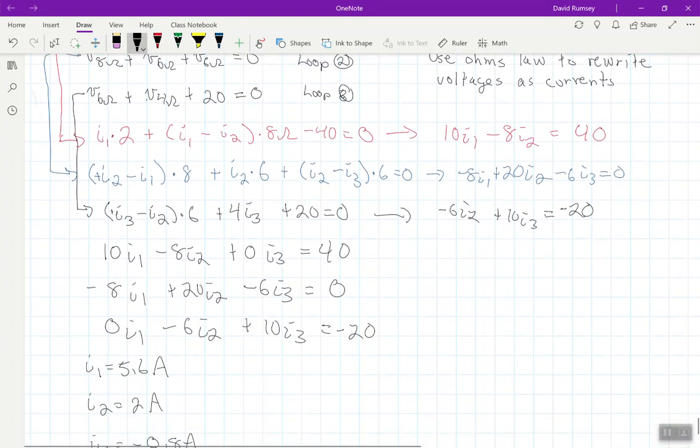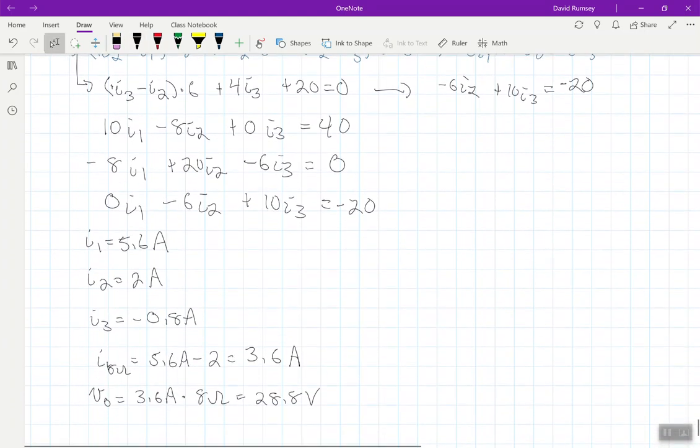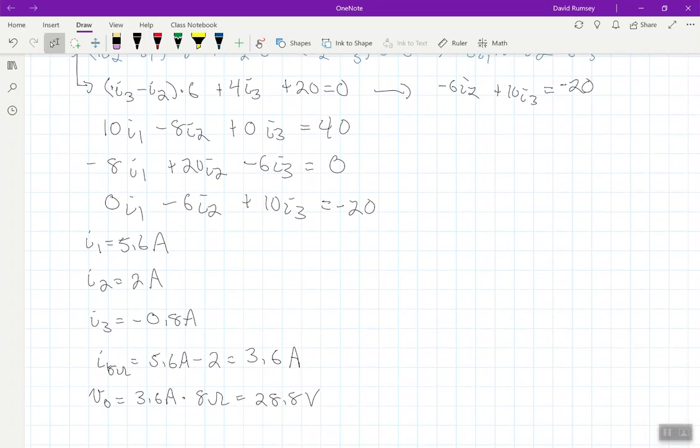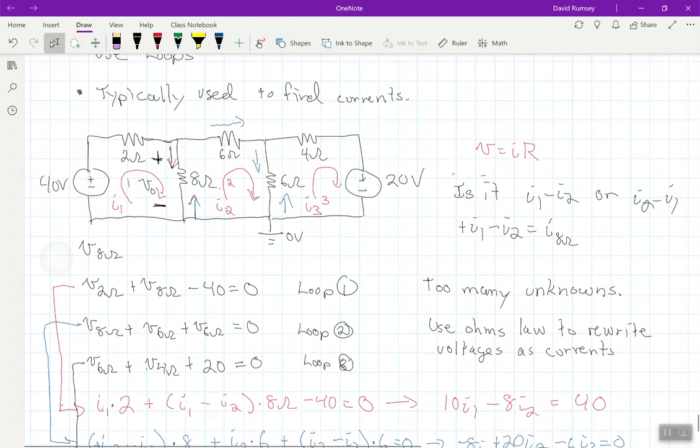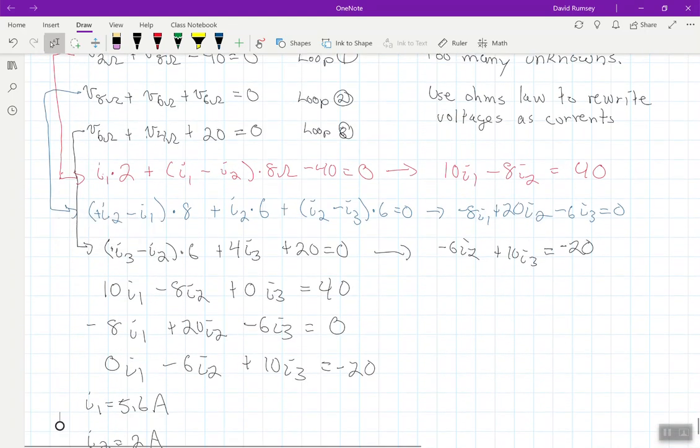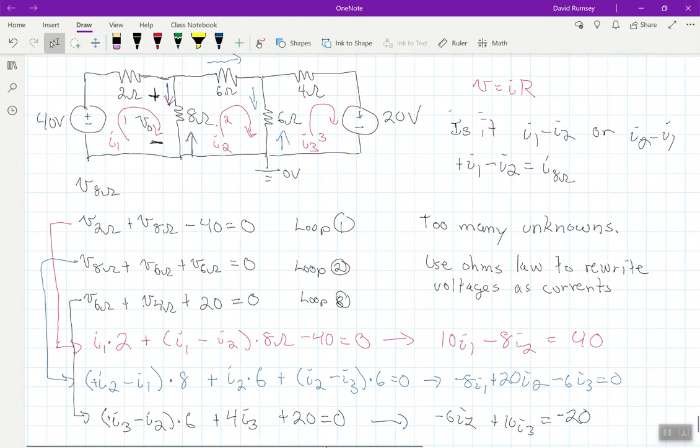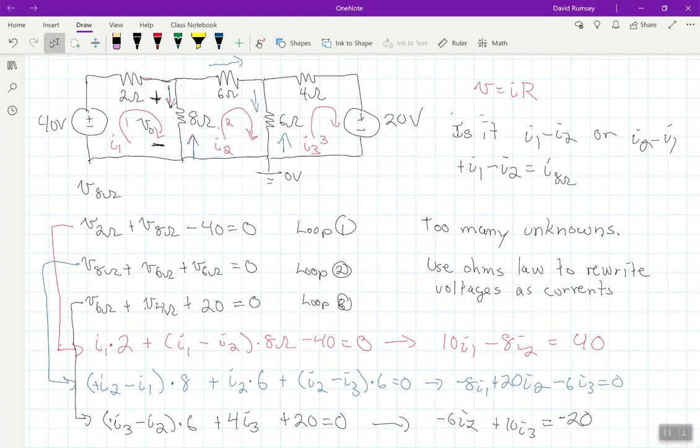So this was showing loop analysis here. So we can see it's just, instead of doing nodes, we're literally doing loops. Now, once we get used to this, and I'm going to do it in the next example, not in this video, but the next example, we're going to typically not write these equations.